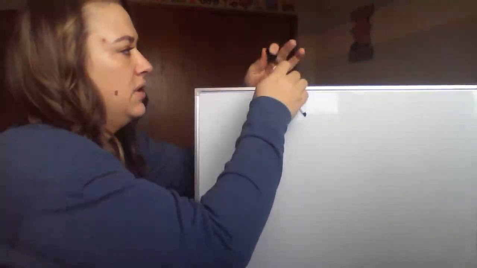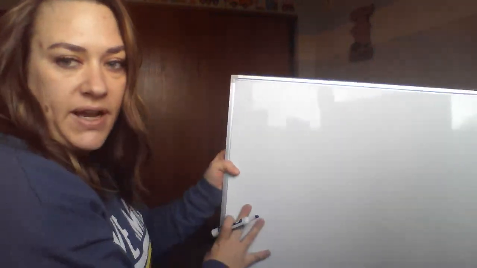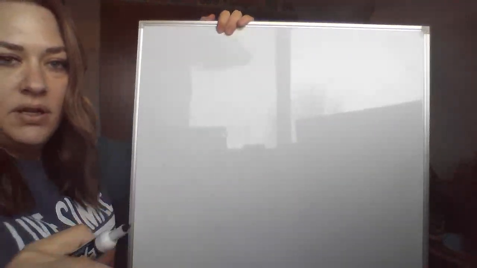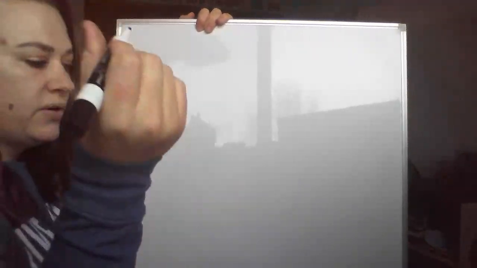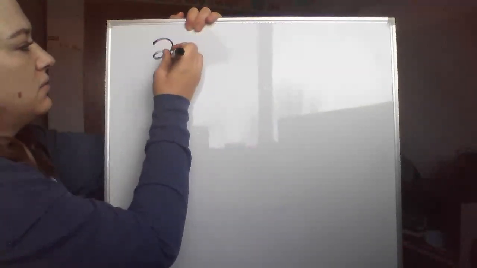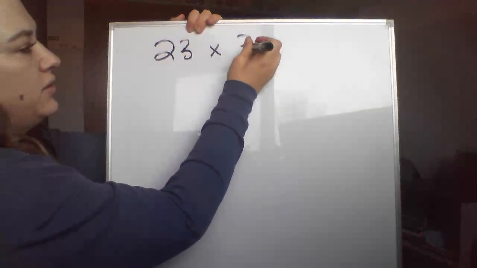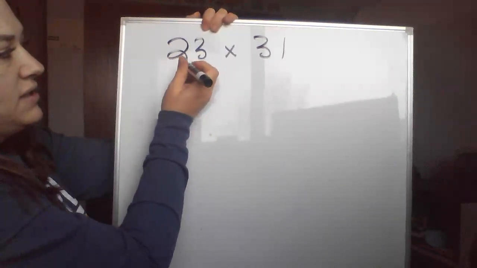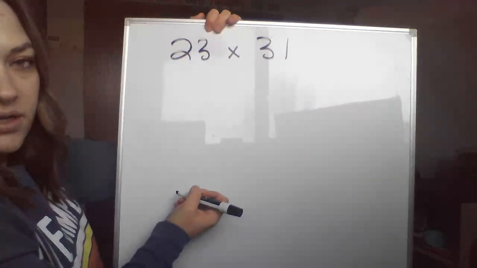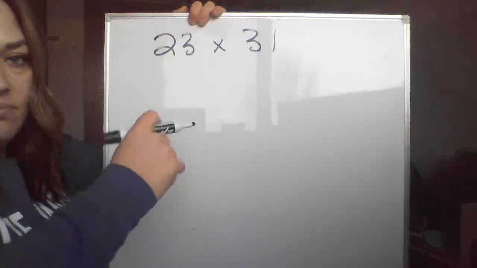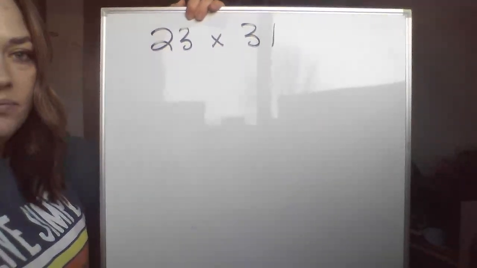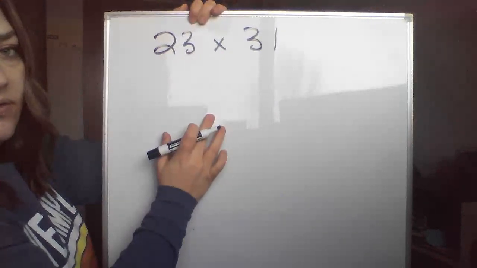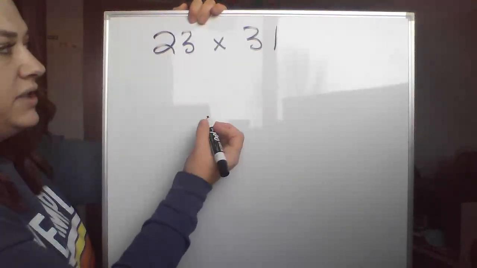So if we have, our first problem is 23 multiplied by 31. We're going to break up each number by our tens and our ones, just like we were doing last time. But now we're going to have 4 boxes instead of just the 2, like last week. So it's going to look like this.